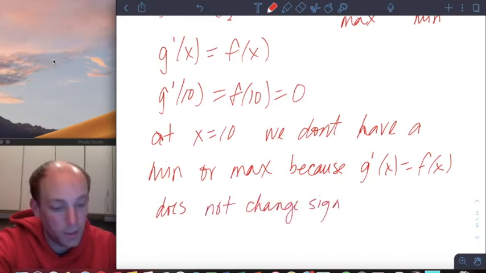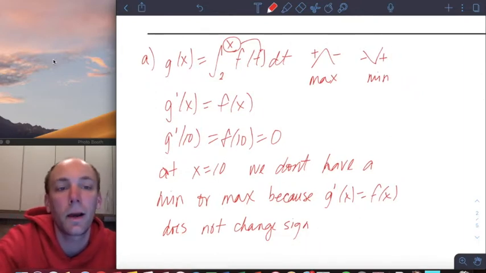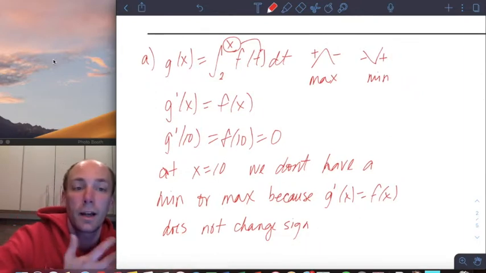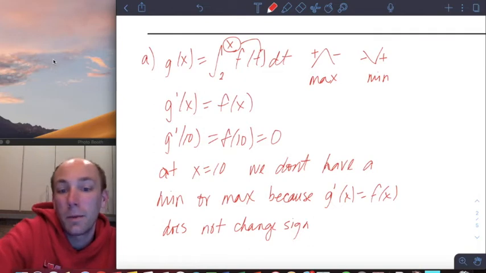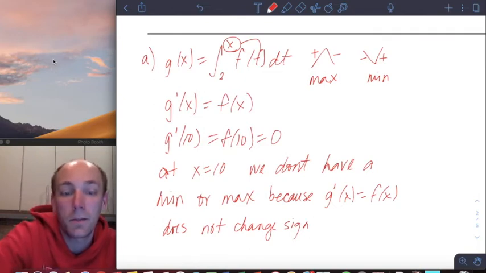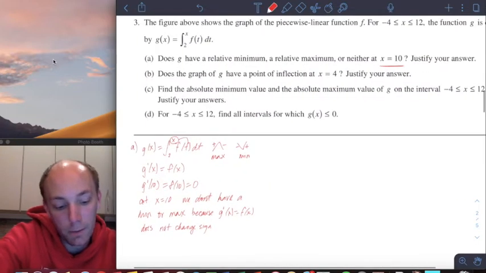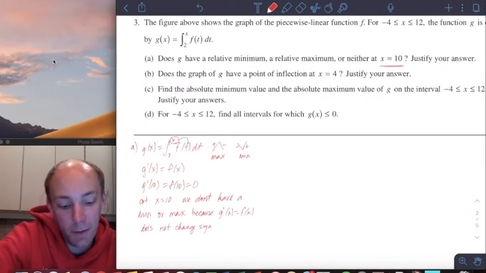Okay, so if it changed sign from a positive to a negative, it'd be a maximum. If it changed sign from a negative to a positive, it'd be a minimum. But because I don't change signs, I'm neither a minimum nor a maximum. Okay. Part B, does the graph of g have a point of inflection at x equals 4?